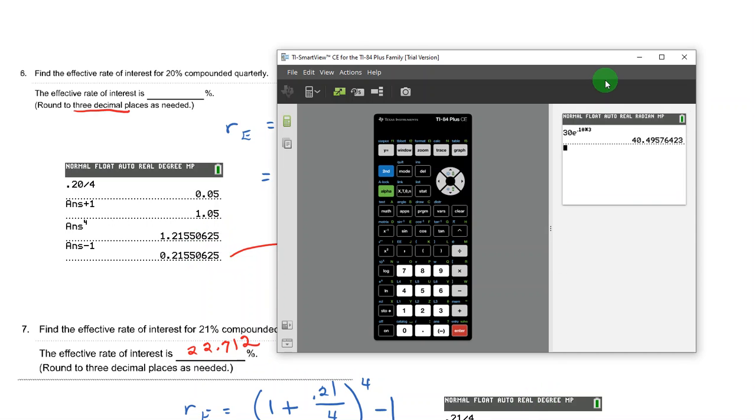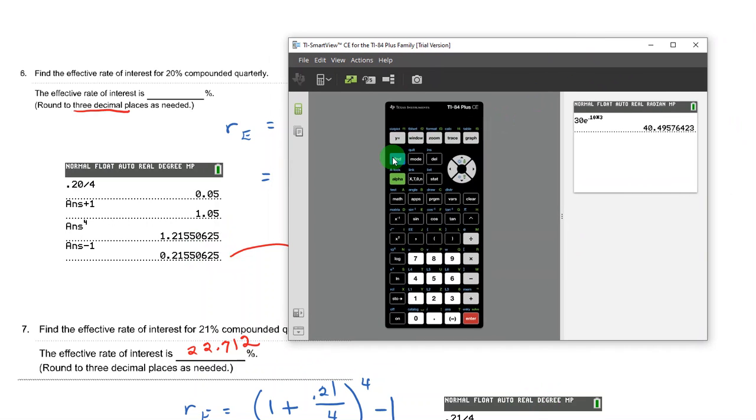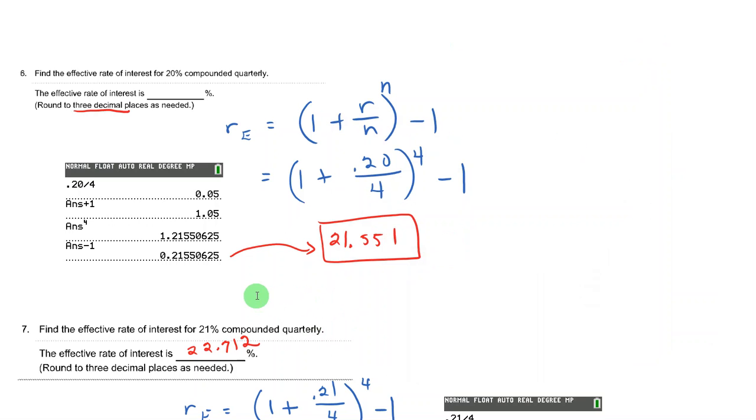So let me show you doing that real time. Okay, it's clear. All right, so 0.20 divided by 4, enter, and then plus 1, enter, raised to the 4th, enter, minus 1, enter. And we've got that 0.215. And so that's the effective rate of interest, but we want it in percent. So we're going to move the decimal 2 places. And it says 3, so 21.551.